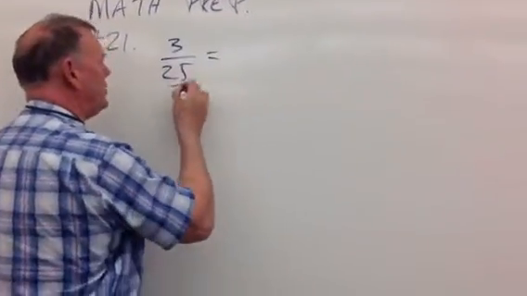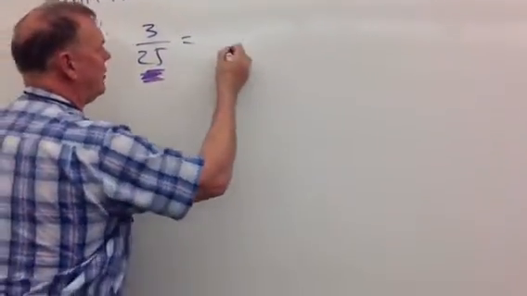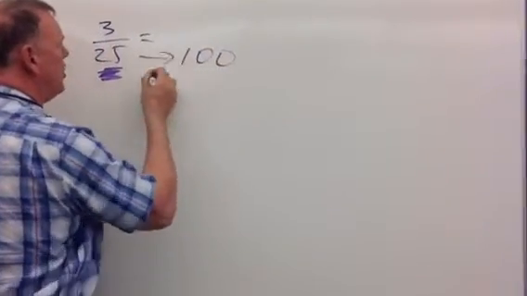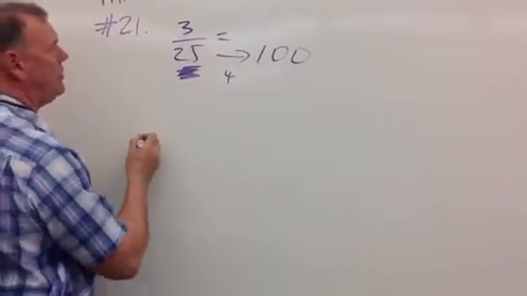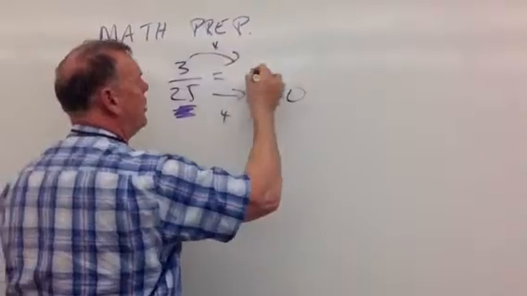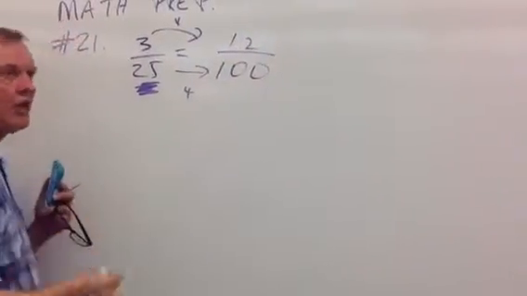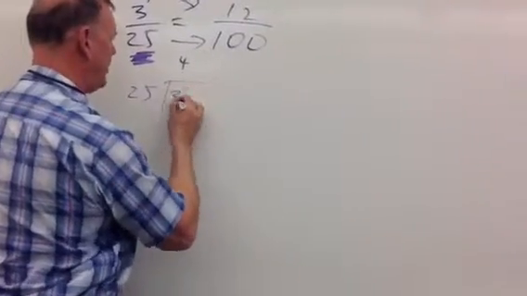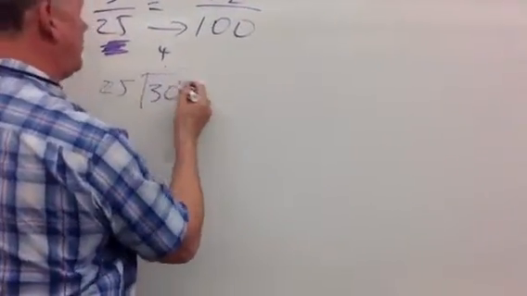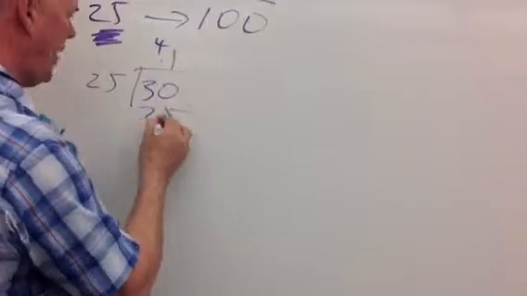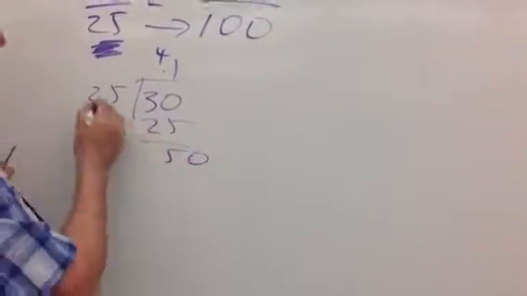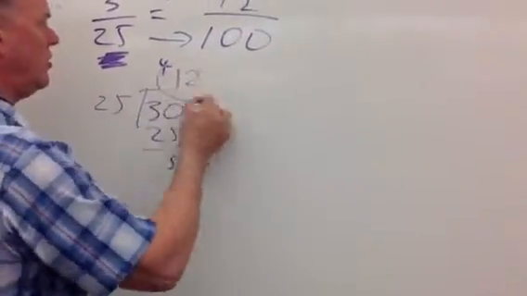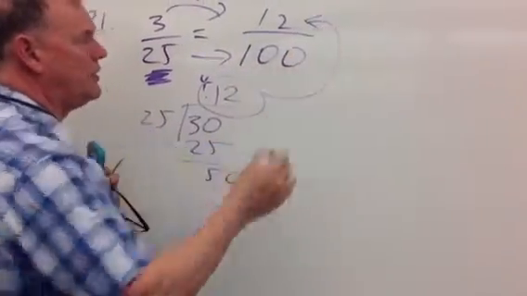The first way is, if the denominator is divisible into 100, all you have to do is go, well, 4 times 25 is 100, so 3 times 4 is 12. Done. The other way, of course, is to take the second number and divide it into the first number, and that goes 1 for 25, 5, and that goes in there twice. That's how you do it.